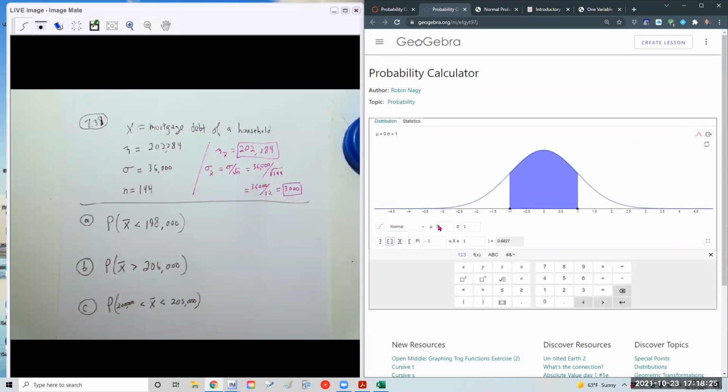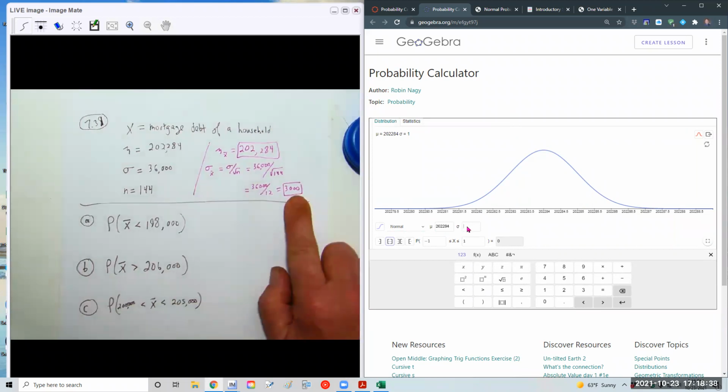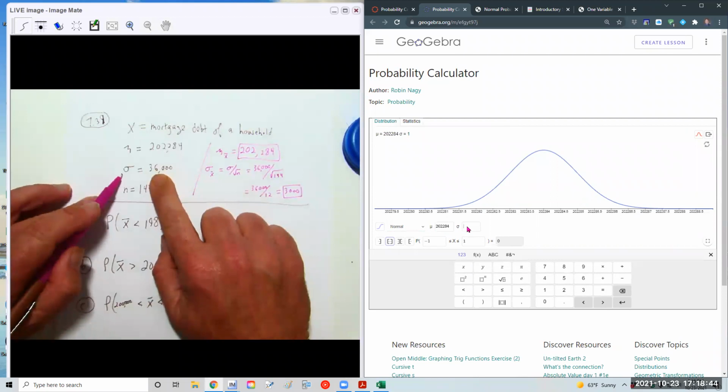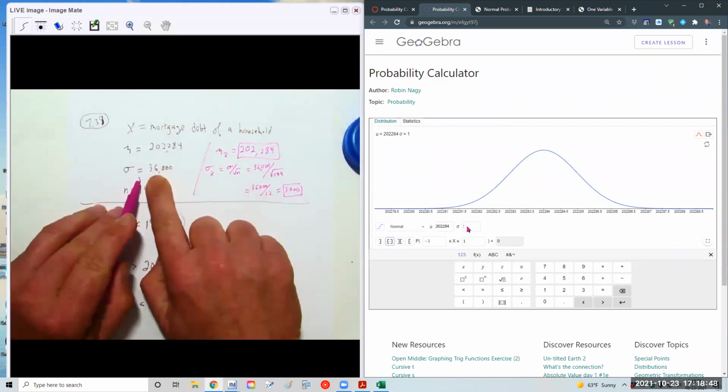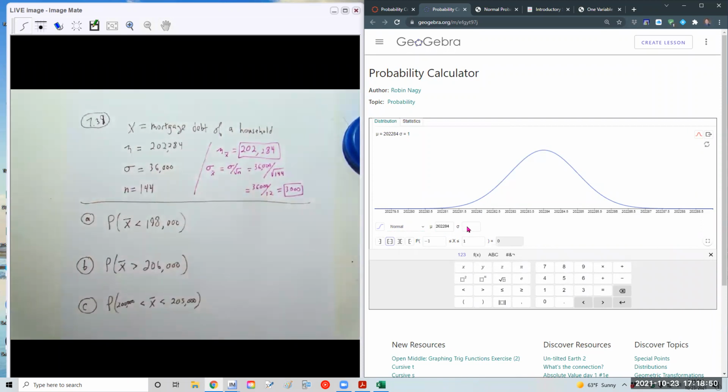So I'm going to set my value of mu here, 202,284, and the value for the standard deviation now, careful, it has to be this number, the standard deviation of the sampling distribution, not this number, not this number, this number. No, not this number, this one, okay? Careful now. That's a typical student mistake, I would say.